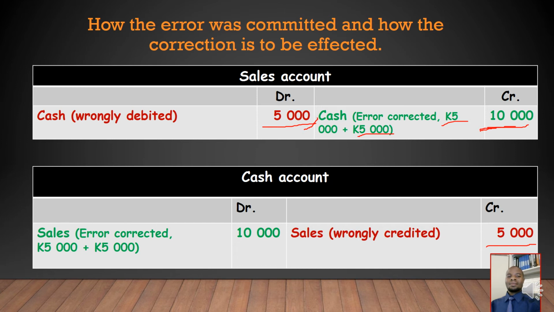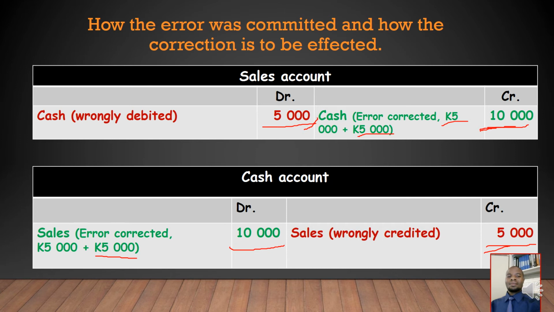And in the same line, in the cash account, we're going to make an opposite entry of $5,000 on the debit side to cancel this 5,000 that was entered on the credit side. And then since these have cancelled each other, there is nothing remaining. So we have not yet corrected the error. So in the end, we need to make an entry of another $5,000 so that we now have a $10,000 on the debit side to correct this error.